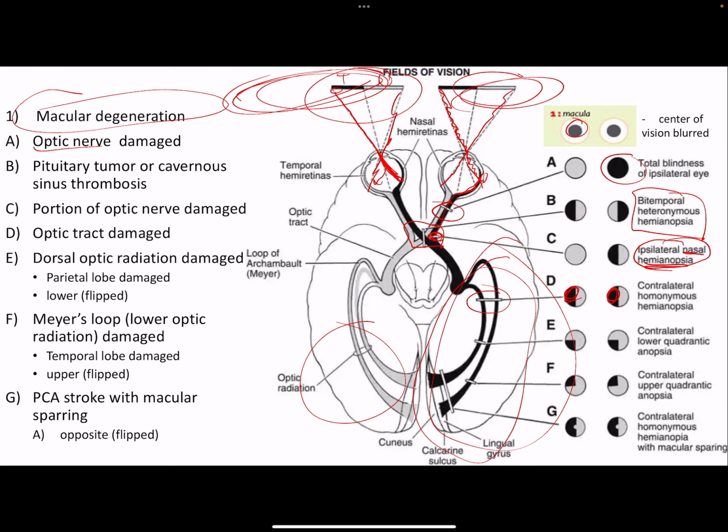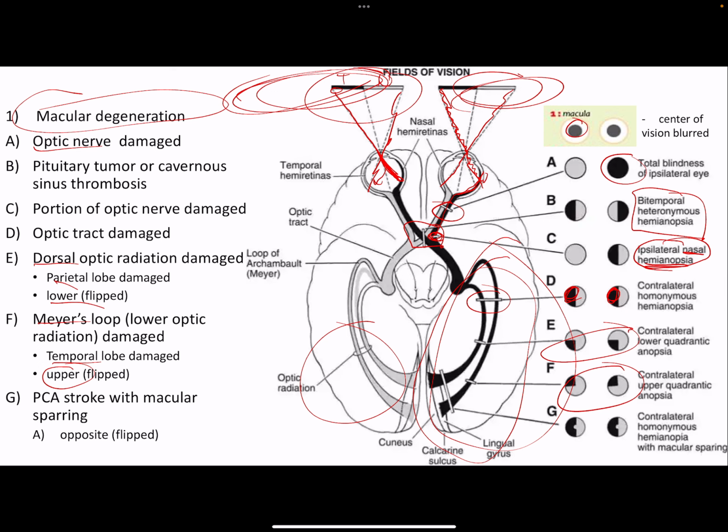E, we said that it's kind of flipped, right? The dorsal is going to do the lower part of your body, and this is going to be the parietal lobe. And then Meyer's loop is going to be the lower one that goes to the temporal lobe, but again, it's flipped. So that's going to be the upper part of your vision. So this and this respectively, just a quarter, because we're just dealing with one of the tracks at a time.